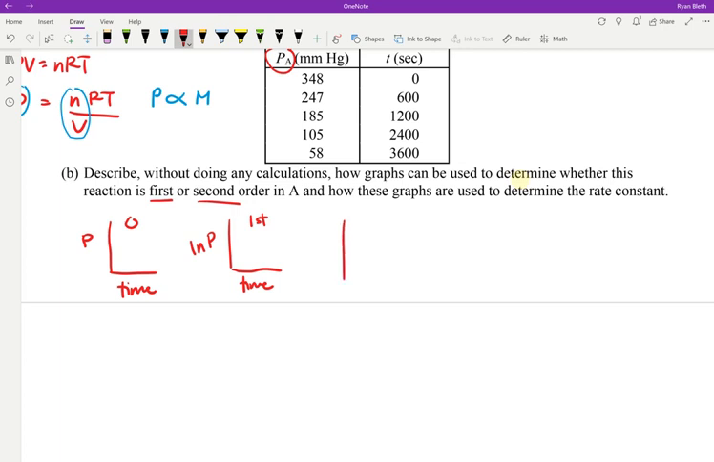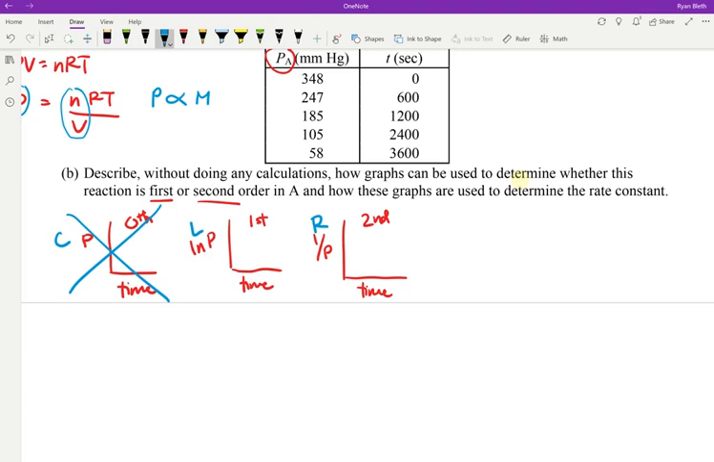And then for second order, we have reciprocal, or 1 over pressure or molarity, versus time. So this is second order. So zeroth order, or zero order, I don't like zeroth order, but that's what they call it, first order, and second order are graphed as concentration or pressure, natural log of concentration or pressure, and then reciprocal of concentration or pressure. So they've already kind of helped us by getting rid of this one. It's first or second order.